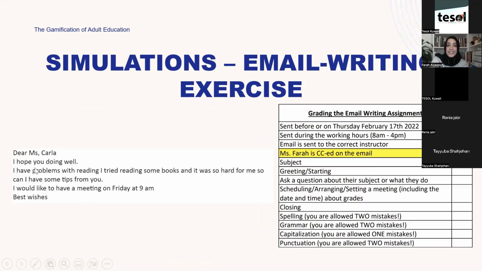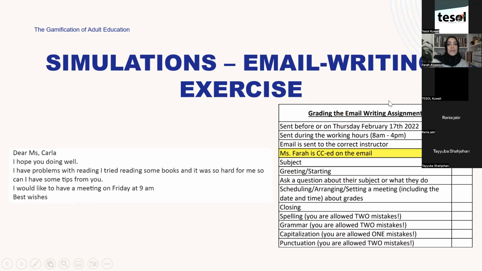And there's an example of that. If you'll see, dear Miss Carla, who is my head of department, I hope you're doing well. There's some mistakes there. I have problems with reading. I'd like to have a meeting, best wishes. And I've removed the student's name just for his privacy's sake. But this is what I graded the students on.